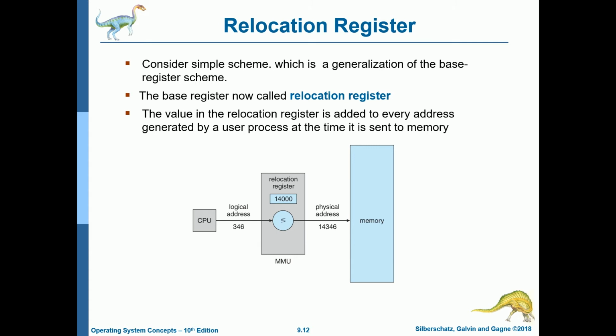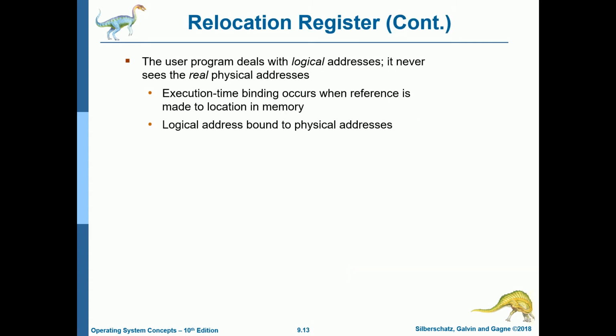Now also, if an address location is at 346, that's going to be mapped to 14,346, as we can see here. The user program never accesses the real physical addresses. The program can create a pointer to location 346 stored in memory, manipulate it, and compare it with other addresses, all as simply the number 346. Only when it is used as a memory address is it relocated relative to the base register.